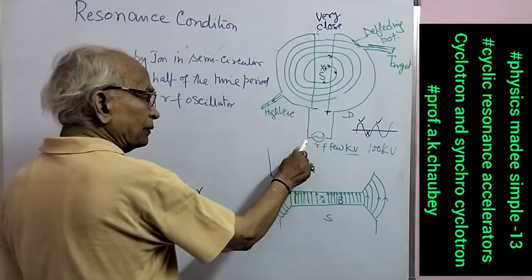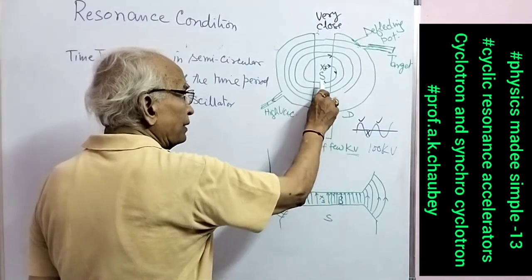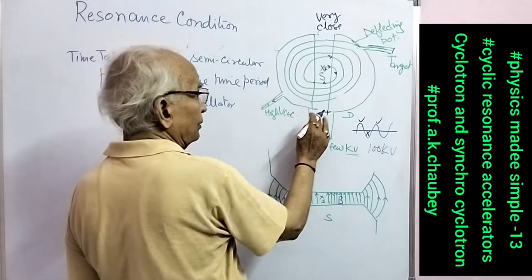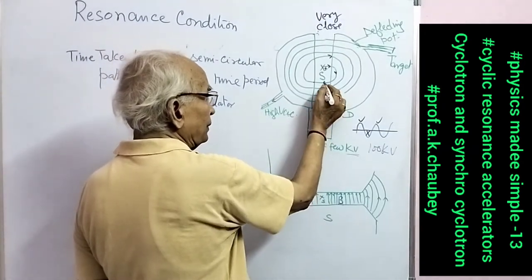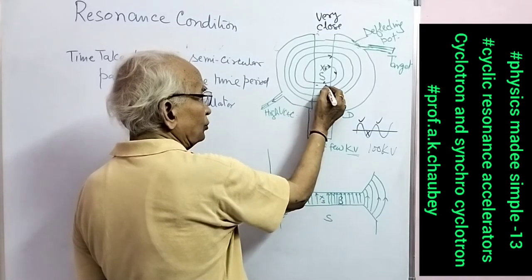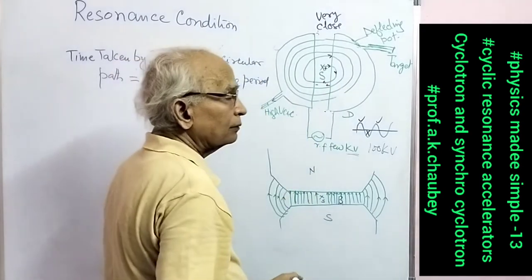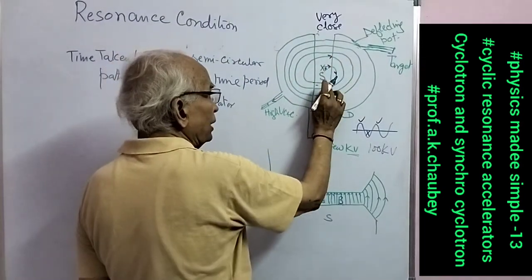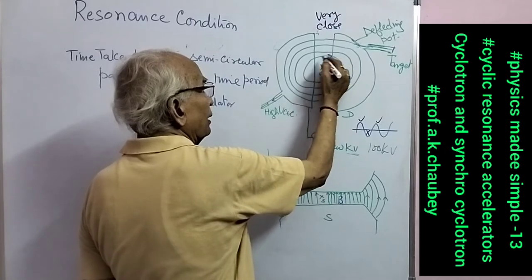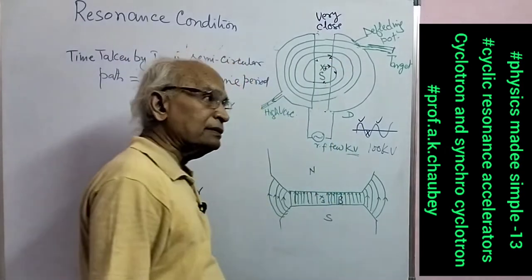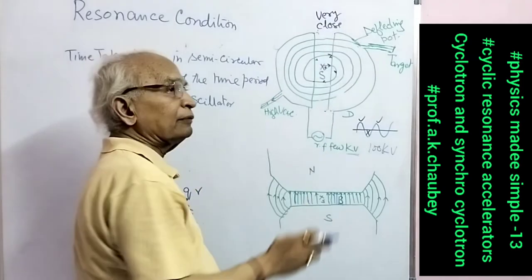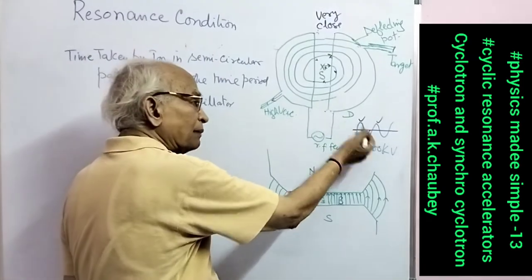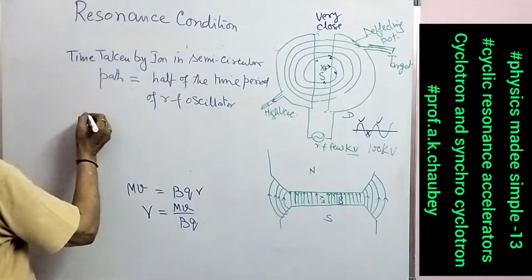The half of the time period of the oscillator, so that always this field is positive, such that the positive ion gets accelerated. Means when the ion comes here, this should be negative, this should be positive, so it gets force, acceleration. When the ion enters here, it should be changed. Means it should be negative and it should be positive. So it gets acceleration. Means the time taken for half of the circular motion must be equal to half of the time period of the oscillator. That is the resonance condition.